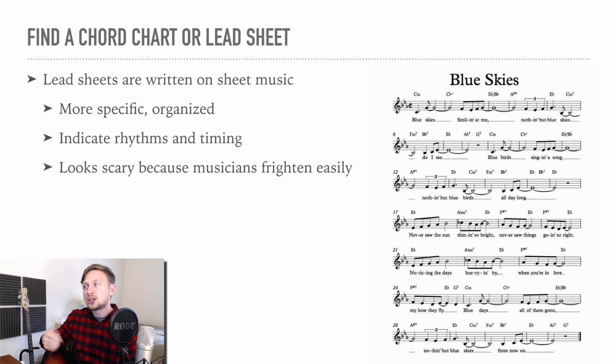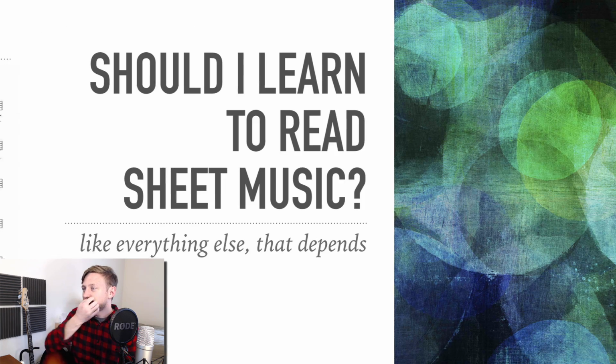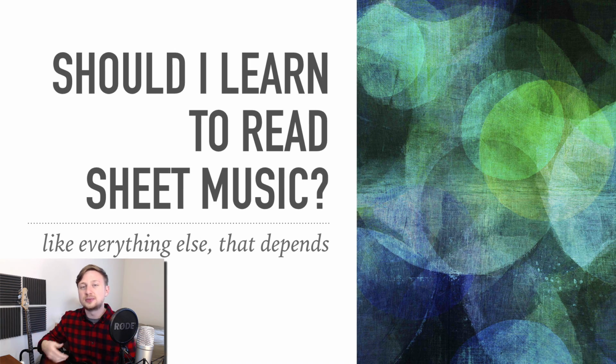So another real common kind of written music is this thing called the lead sheet, and that will combine traditional musical notation with written chords above each of those measures. These are a lot more specific. They're more organized. They do indicate rhythm and timing, but they look a little scary. For most musicians, we frighten easily. So there's that. So that leads me to a question that I get often when I'm teaching lessons or just generally, which is should I learn to read sheet music?